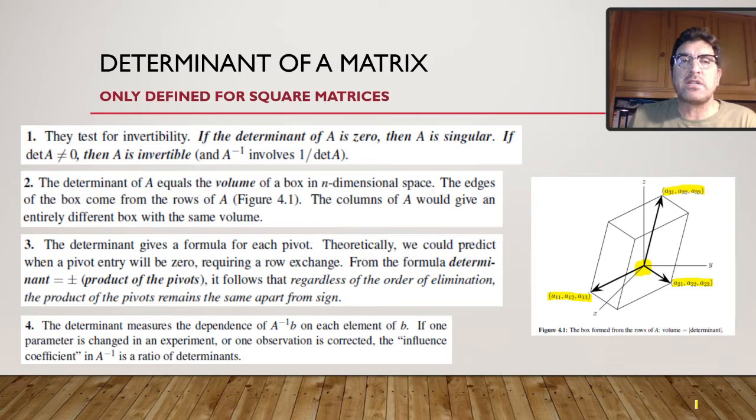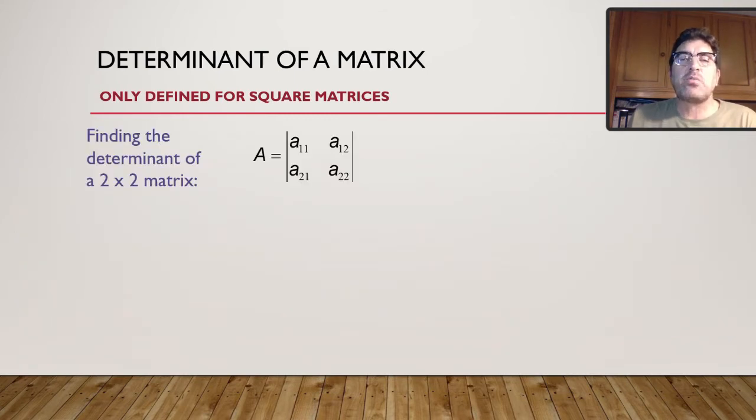It's just interesting to tell you what the determinant is used for, where we find it, how it's represented, and what it gives us. So let's start with finding the determinant of a 2 by 2 square matrix A.